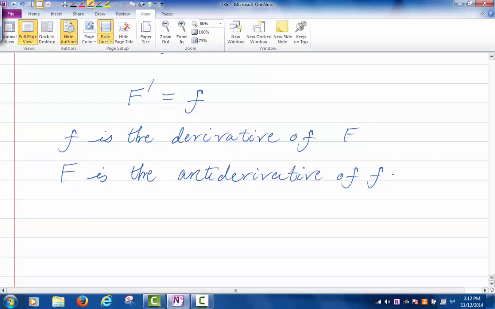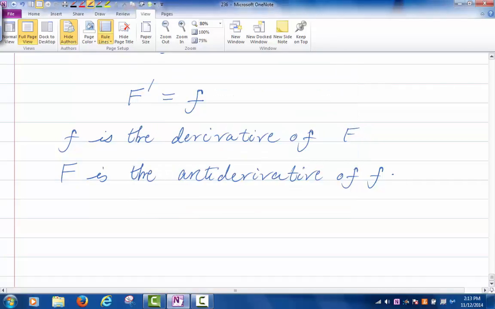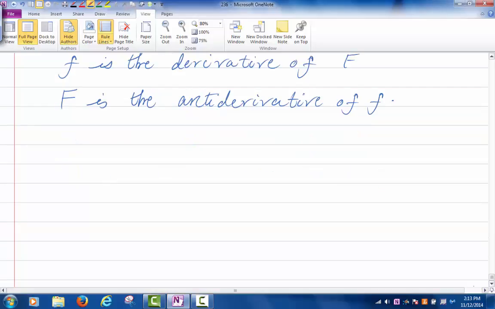So capital F, if the derivative of cap F is f, we say that capital F is the antiderivative of f. The process of differentiation, we have seen that, and I hope all of you know how to take derivatives by now. And it turns out that taking antiderivatives is a little bit harder, okay, than taking derivatives. So let's look at an example.